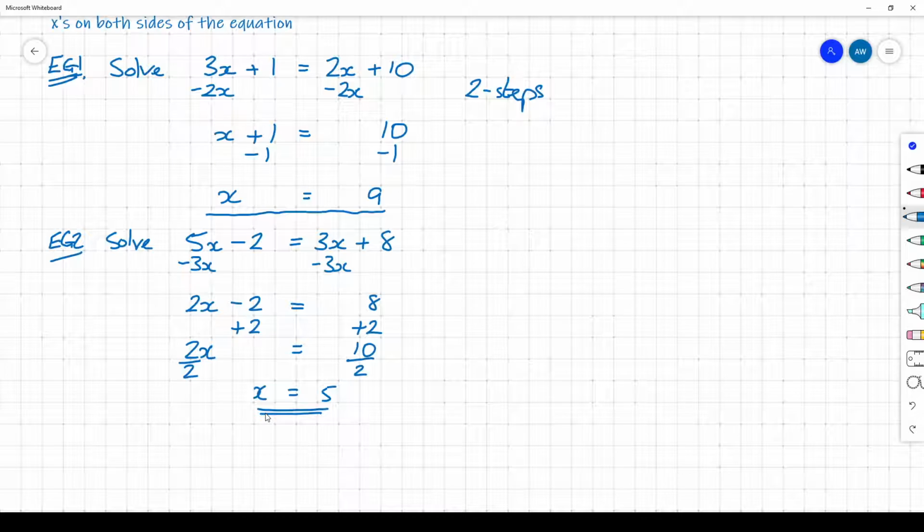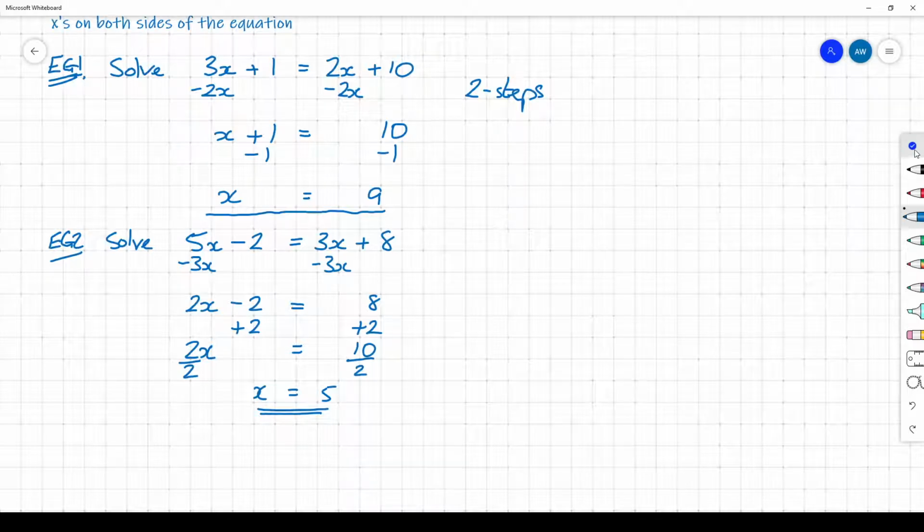Okay, so there's an example where we have x's on both sides, and it was 3 steps, because we were lucky up here. When we took away 2x from both sides, we ended up with just x on the left hand side. So we didn't have to do anything other than get rid of the +1 and we were done. But this one, when I took away the 3 x's from both sides, I wasn't left with x, I was left with 2x. And so I had a 2 to deal with at the end, which was the final step. And that's usually the final step.